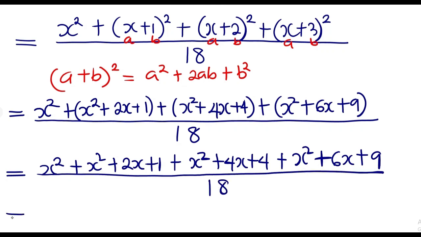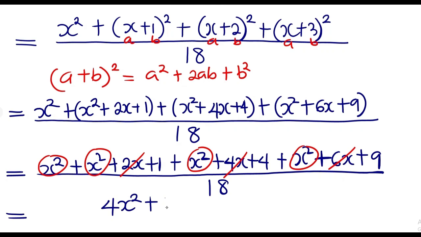So this time around I need to add up the like terms. I have one x² here, another x² here, another x² here, another one here. Adding all of them together, I have 4x². For the x variable, I have 2x plus 4x making 6x, plus another 6x, that is 12x. So I write plus 12x. Then the constants, I have 1 plus 4, that is 5, then plus 9. The total is 14 all over 18.